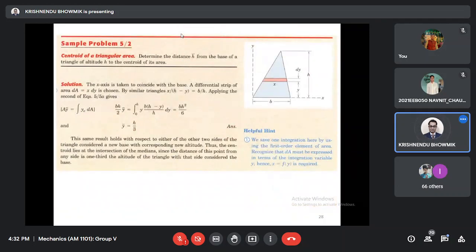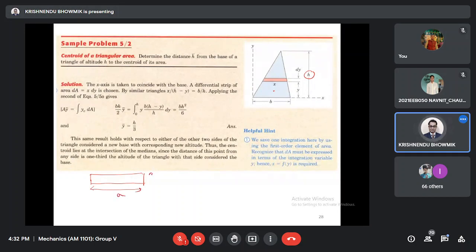Next, when we have a triangular shape, we know that the centroid is at h by 3 if the height is h. We will prove it here. Before that, maybe I'll show you a simple one. Say I have one rectangle.